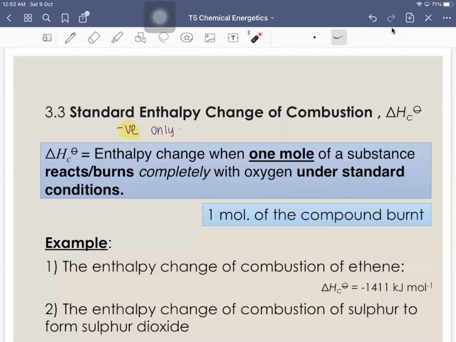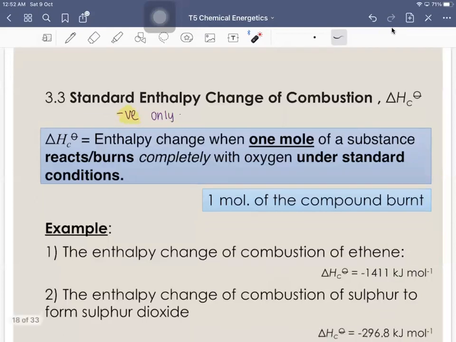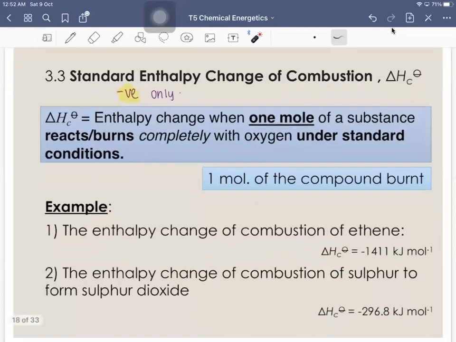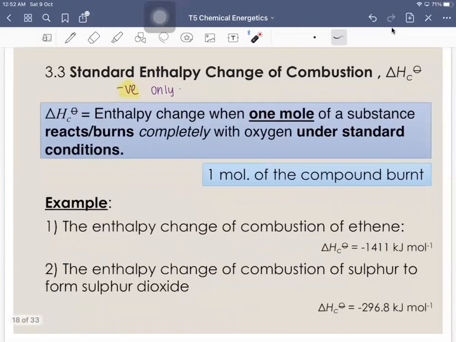Okay, so what do I mean by this? I'll show you in the examples. So you are expected to write down the enthalpy change of combustion of ethene. That means we are burning ethene, and ethene has to be 1 mole. Okay, so ethene is C2H4 and it is a gas. Usually your alkanes and alkenes up to carbon 4, they are most likely to be in gas state, right?